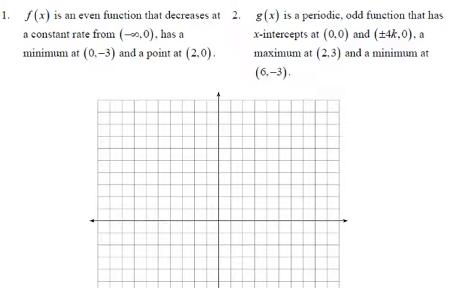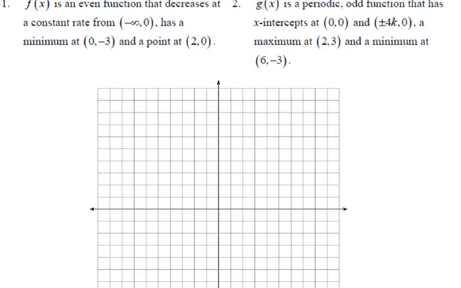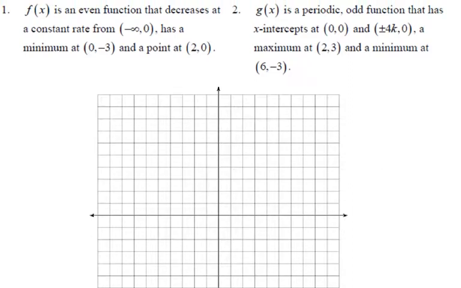So, f of x is an even function that decreases at a constant rate from negative infinity to 0, has a minimum at (0, negative 3), and a point at (2, 0). So let's start off with a few of those pieces that are easy to see. A minimum at (0, negative 3). That's also the y-intercept. It's a minimum, so I know my graph is going to be going up from there. Also have a point (2, 0), an x-intercept. So I know we're hitting up there.